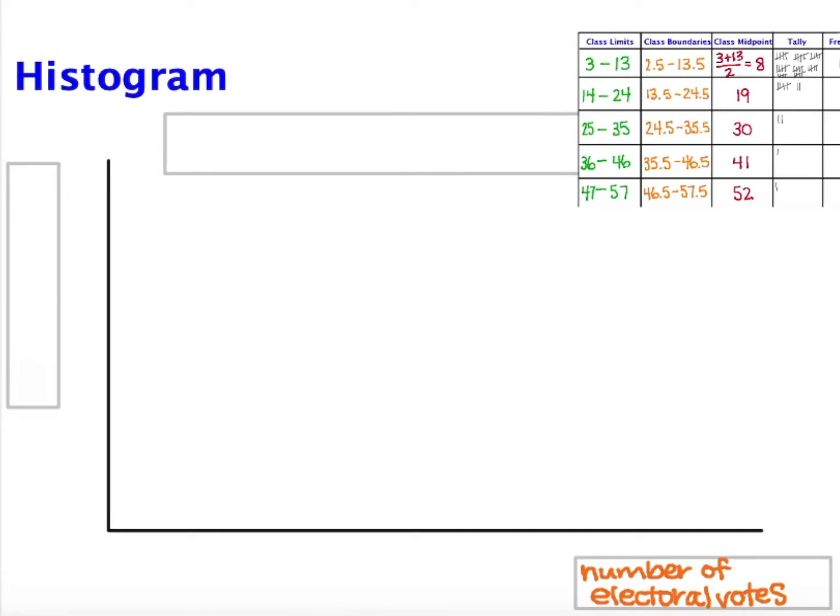So let's see if we can get this going. So sometimes I just put a little mark because I know that I'm going to start at 3. Well, actually not at 3, at 2.5, because remember I'm looking at that class boundaries spot. And since these are equally spaced, you can really just make them equally spaced when you number them on your x-axis.